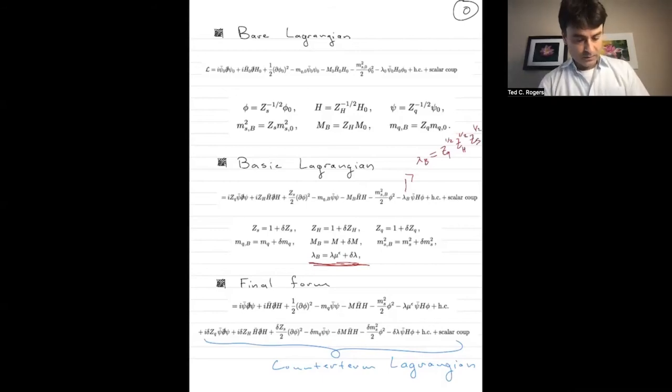If we just follow the steps going from here to here, right? We substituted in for psi_0 Z_q^(1/2) times psi. We substituted for h_0 Z_h^(1/2) times h, and we substituted for phi_0 Z_s^(1/2) times phi. That all went right in here. And so when we had lambda subscript capital B, we actually have this times lambda 0.